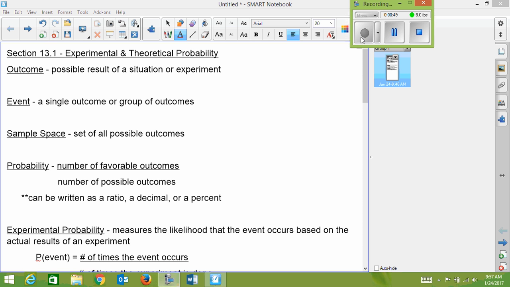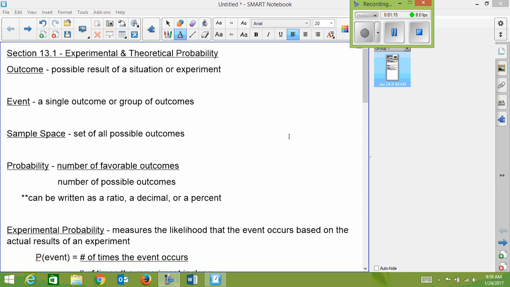Probability is the number of favorable outcomes over the number of possible outcomes. So how many times did you get what you wanted, out of how many times did you try, basically, is how you can look at that. And we can write probabilities three different ways. You can write them as a ratio, which is a fraction. You can write them as a decimal, or you can write them as a percent.